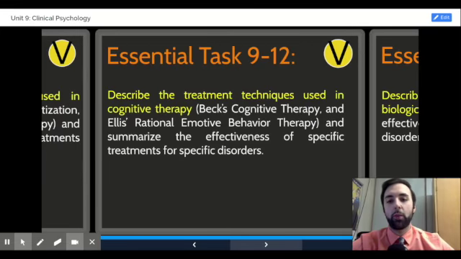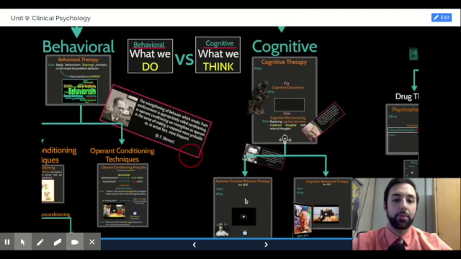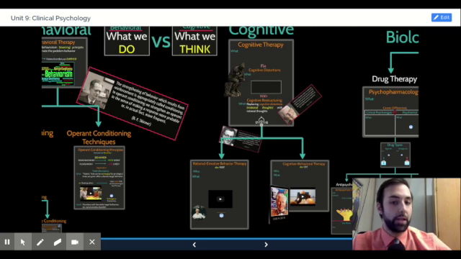In Essential Task 9.12, we are going to describe the treatment techniques used in cognitive therapy. Cognitive therapy is going to harness the idea that the disorders that we've been talking about and the symptoms are a byproduct of the thinking process or the thought process of the patient.